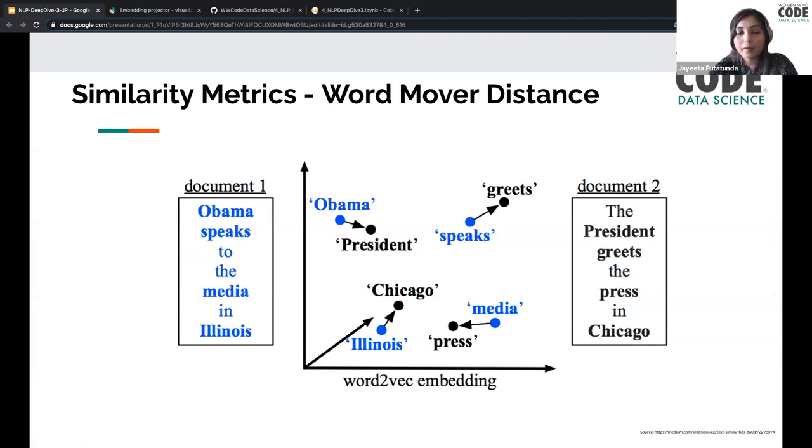Consider these two documents: Obama speaks to the media in Illinois, and the president greets the press in Chicago. Both of them are talking about the same thing, but none of the words match each other. So here, word mover's distance was proposed as one of the value additions on top of cosine distance.